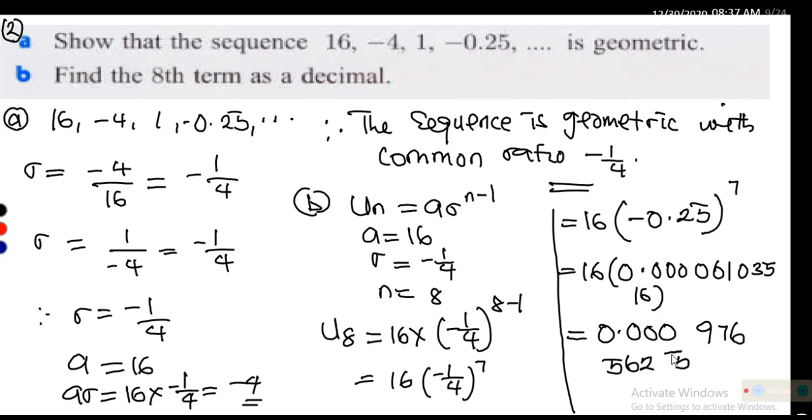We can give our answer in standard form, though: 977 times 10 raised to power minus 4 to 2 decimal places. Remember there's a minus here. So the answer is minus 9.77 times 10 raised to power minus 4 to 2 decimal places, or to 3 significant figures, in standard form.